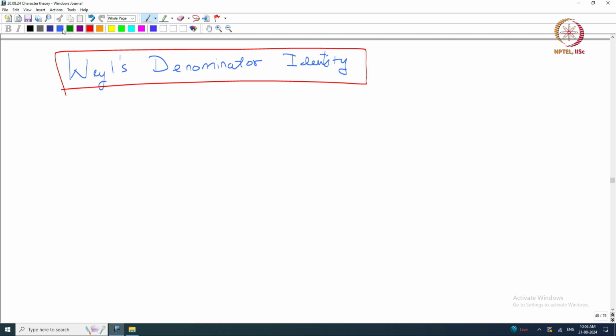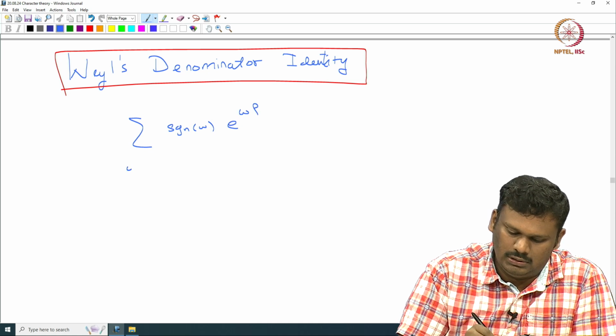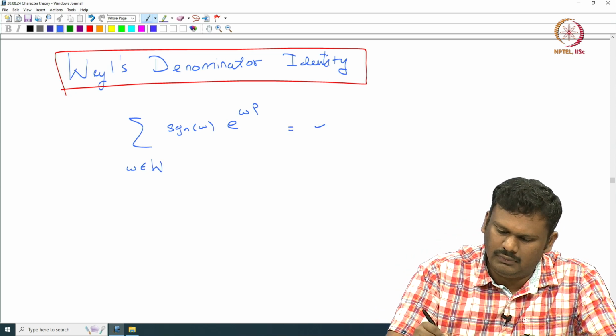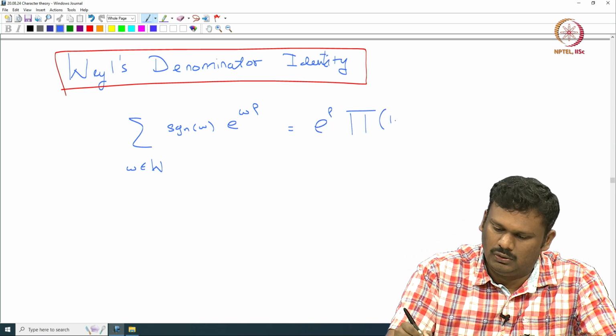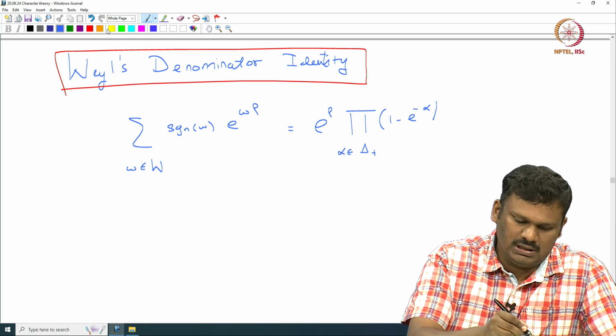Okay. So the identity says, let me use the notation that we had developed, the summation of the sign of W e power W rho, W in the Weyl group, is equal to e power rho times the product of 1 minus e power minus alpha, alpha in delta plus. So this is what the identity says.